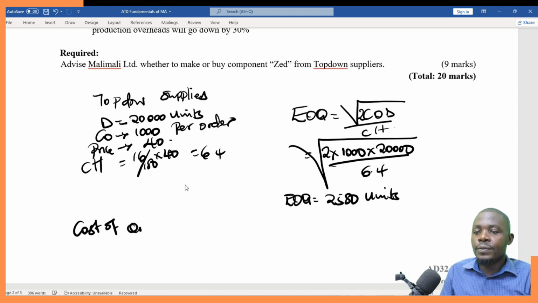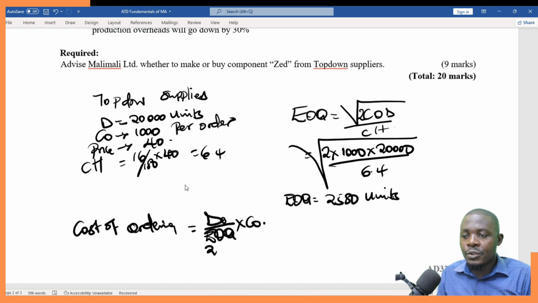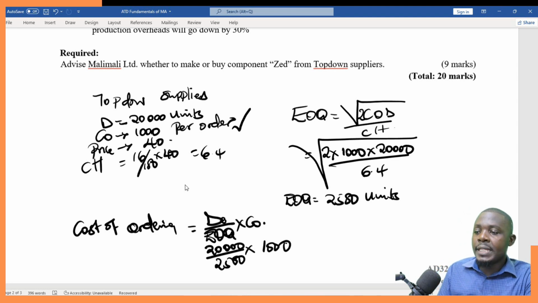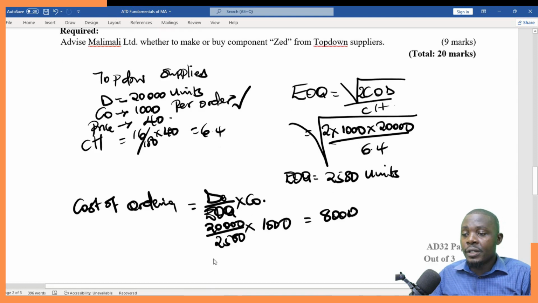Now, the cost of ordering. That is given as demand D over EOQ multiplied by the cost per order. In this case, the demand was 20,000. We divide by 2,500 and multiply by the CO, which was 1,000. That is 20,000 divided by 2,500, the answer we multiply by 1,000. We have 8,000.